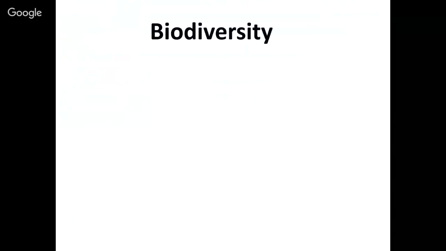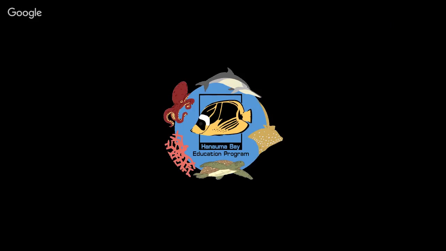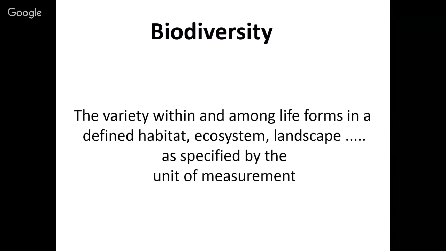So what is biodiversity? Most people think they know exactly what it is. It's just a variety of organisms. And yeah, to an extent, that's right. It's the variety within and among living organisms, a habitat, an ecosystem, or a landscape. It's defined by a specified measurement that you use to understand what the diversity is within. Now, it has 2 main components, richness and evenness.